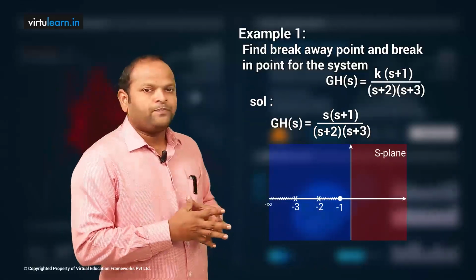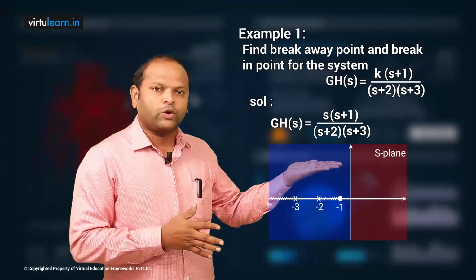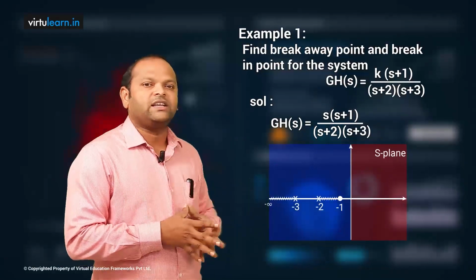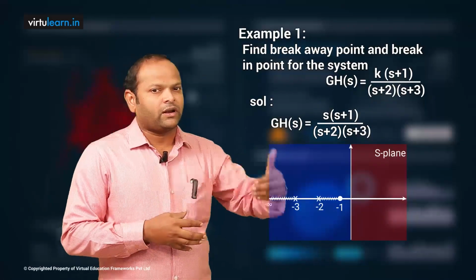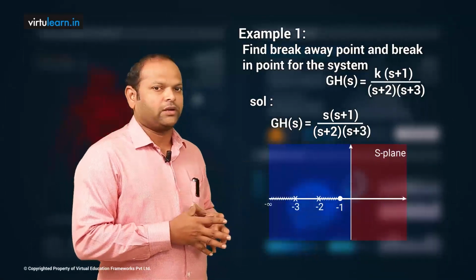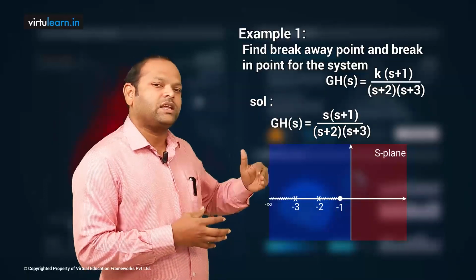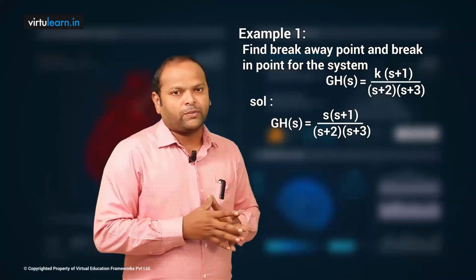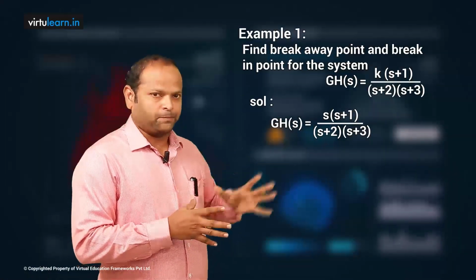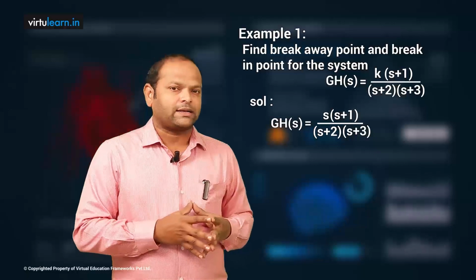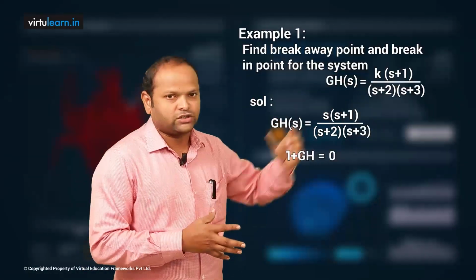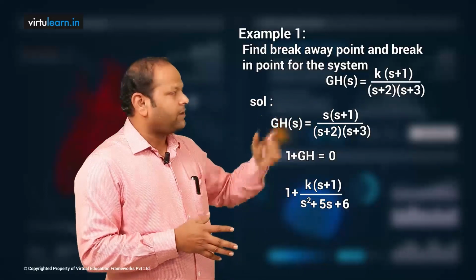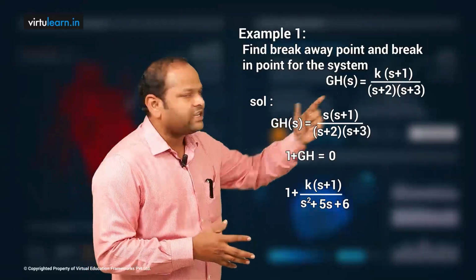So for this problem, looking at the pole-zero locations, I can easily say that no such condition exists for a breakaway point or break-in point. Let us do the calculations and see whether that is correct or not. What is the procedure to find the breakaway point or break-in point? The procedure is the same. The first step is to write the characteristic equation 1 plus GH equal to 0, that is, 1 plus K into S plus 1 divided by S square plus 5S plus 6 equal to 0.